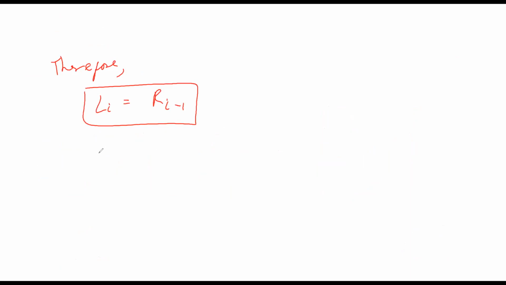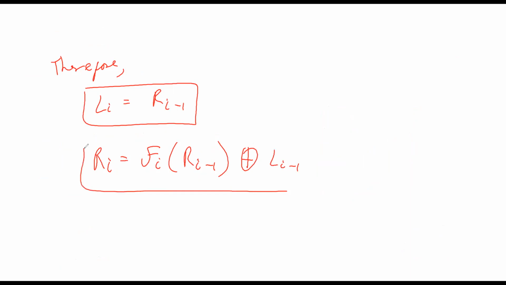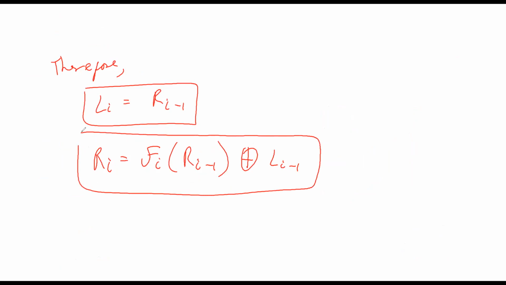Pretty straightforward. Then for Ri, we are going to take Ri-1 through the Fi function, and then we're going to XOR it with Li-1. So if you're looking at your graph, Ri, let's say Rd, is, we take Rd-1 through the Fd function, right? And then we XOR that with Ld-1, right? If you're looking at your graph.